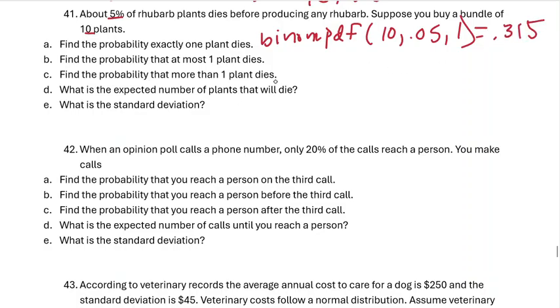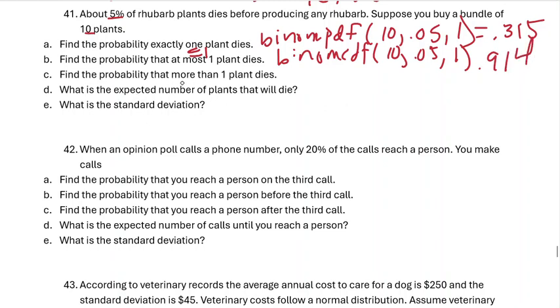Find the probability that at most one, which is less than or equal to 1. So this is going to be binomial CDF 10 comma 0.05 comma 1. And you end up with 0.914.